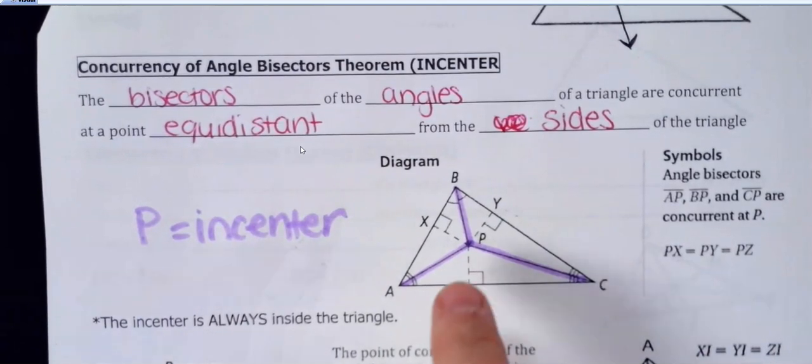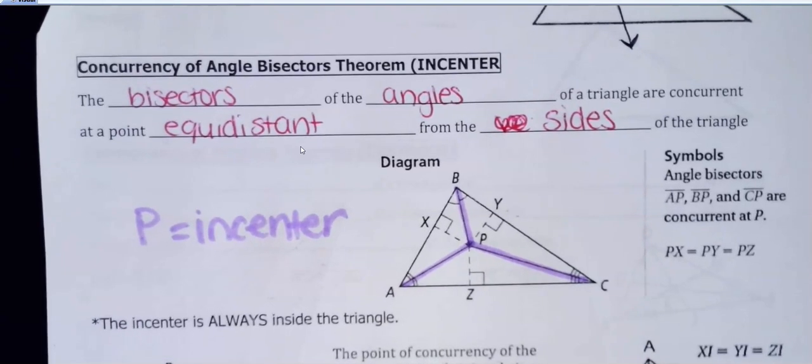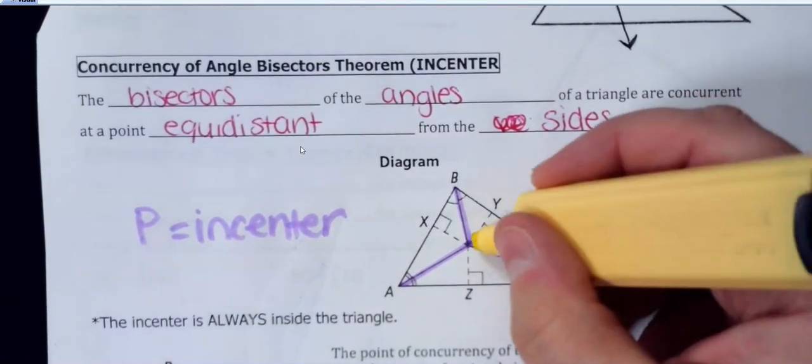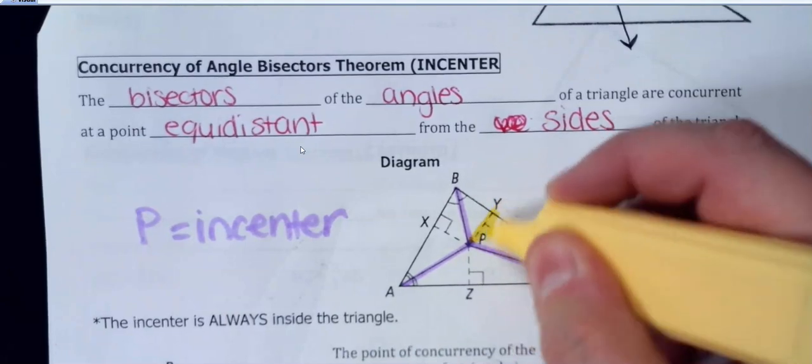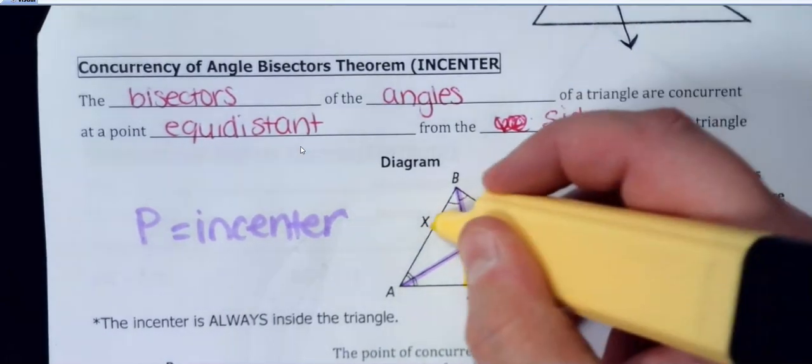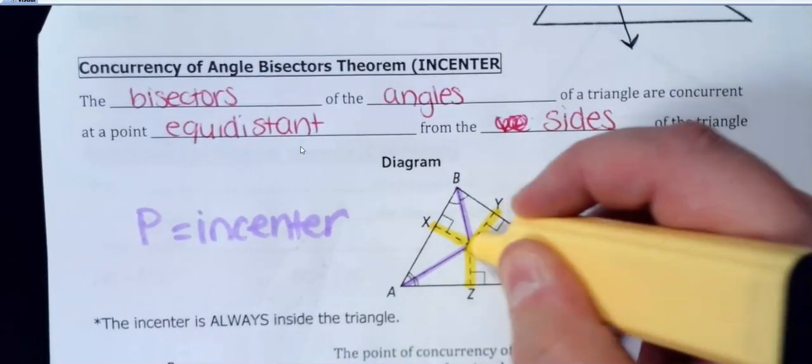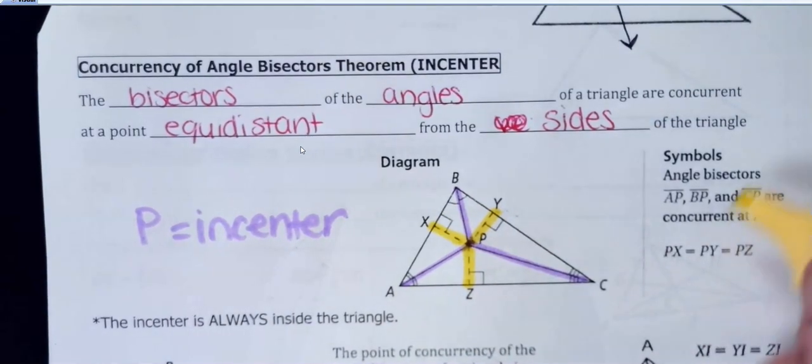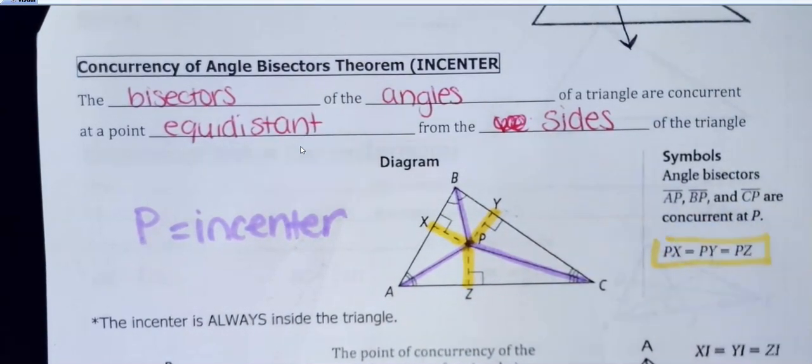Okay, now, what they're marking with the other little dotted lines is the special property here. So that point, the incenter, is equidistant to the sides. So the little dotted lines here, P to Y, P to X, P to Z, and it tells you right over here that those are all equal to each other. It's equidistant to the sides. And we talked about this a little bit in our last lesson.